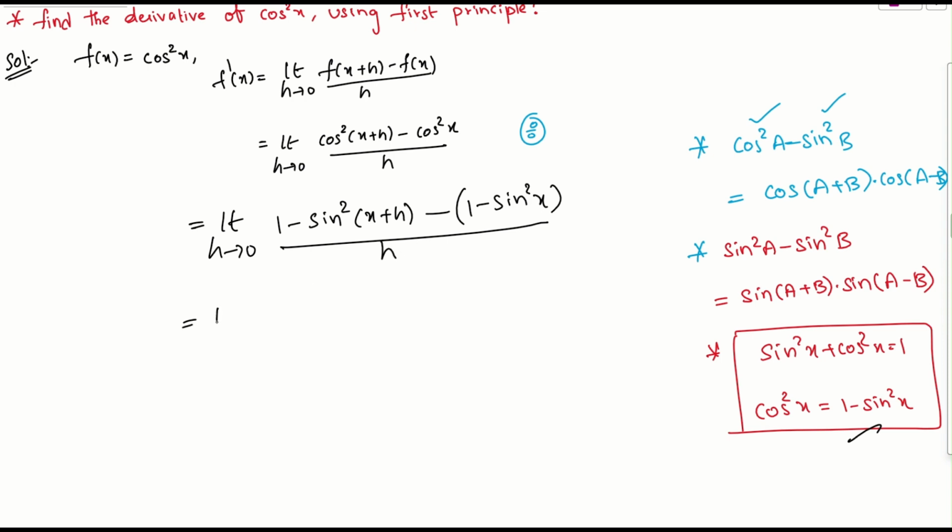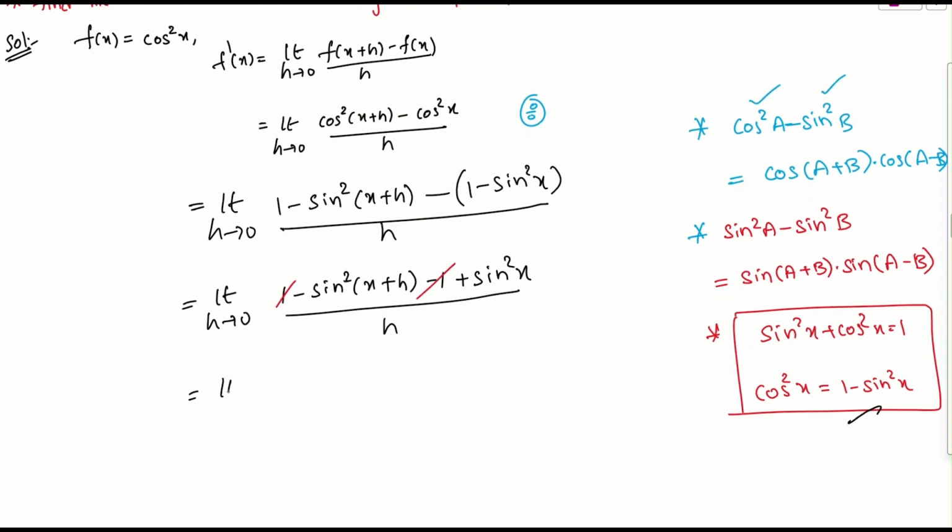Is it okay? So let me do this further. Limit h tends to 0, 1 minus sine square of x plus h. Now multiply the minus sign inside: minus 1, minus minus plus, sine square of x, by h. So from this, I can simply remove 1 and 1 here. I can actually rewrite this question as limit h tends to 0.